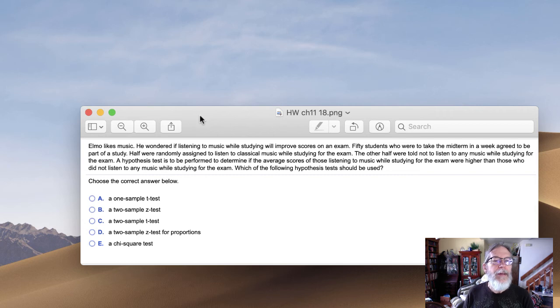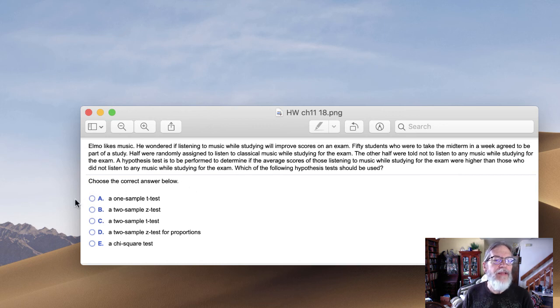Oh, last one. Okay, Elmo likes music. He wondered if listening to music while studying will improve scores on an exam. 50 students who are taking the midterm agreed to be part of the study. Half were randomly assigned to listen to classical music while studying. The other half were told not to listen to music while studying. Wait a minute, that's two different groups. We're not having them do it both ways. So we've got these values that we're going to calculate, and their average scores.